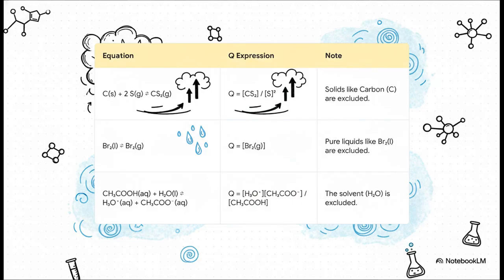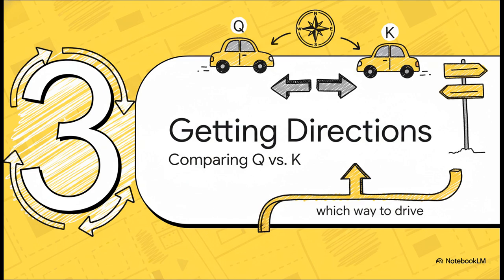Now, writing the expression for Q is pretty simple, but as you can see from these examples, there are a few key rules. We only include things that are gases or are dissolved in water, aqueous species. We leave pure solids and pure liquids out of the calculation entirely. Why? Well, their concentrations are so dense and stable, they're basically constant, so we just bake their effect right into the value of K.